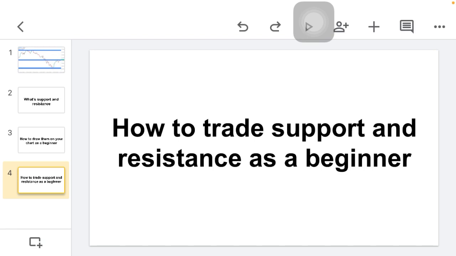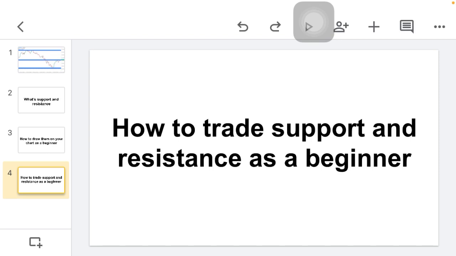Support is a zone or area where buyers are resting, buyers are waiting. You can call it anything, but buyers are there. That is where you find buyers because they want to buy the market so that the market can go up and they will profit. Whereas resistance is where sellers are resting.